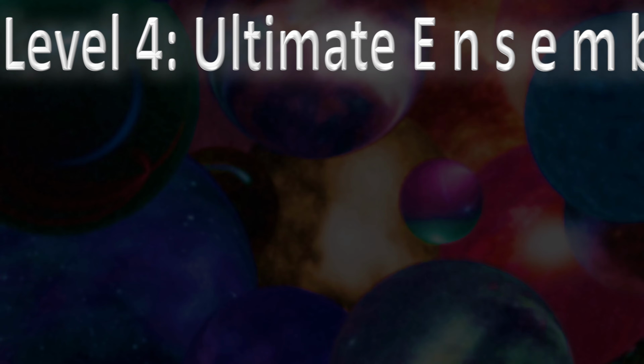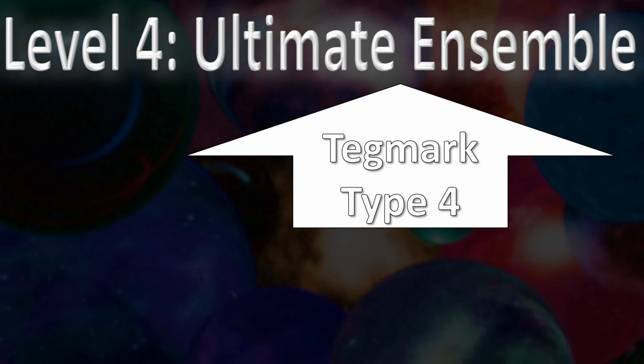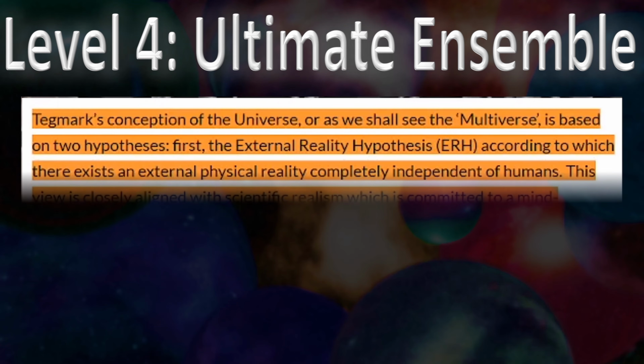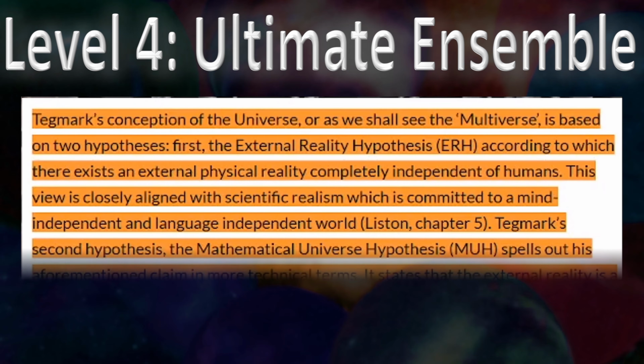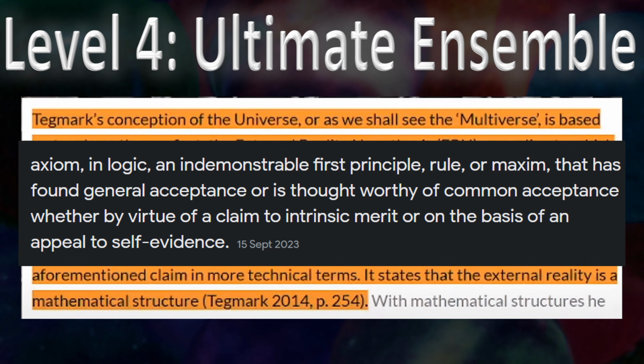For the Level 4 ultimate ensemble model of the multiverse, which is just a renaming of Tegmark's Type 4 multiverse, we treat everything we have said similar to what the simulation multiverse had, but we treat it all not as a variable in a simulation, but instead as a mathematical axiom. An axiom being just a line of logic, so some reasoning.